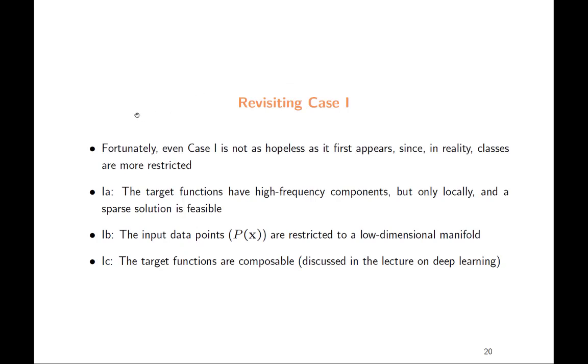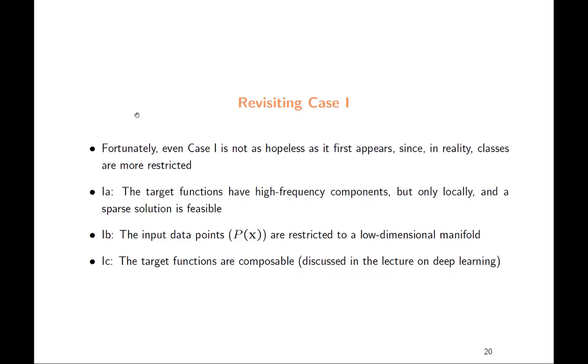So case 1 is the terrible one, really. We already got 3 good situations. But even case 1 is not as hopeless as it first appears, since in reality classes are more restricted. And there are two important situations. The first one is that the target function might have high frequency components, but they are only local in some sense, and a sparse solution is feasible. This is where classical neural networks can work quite well.